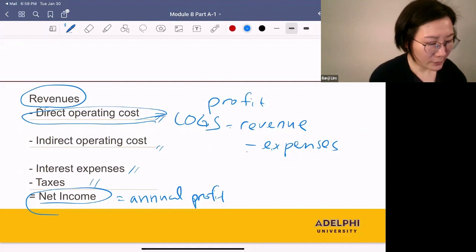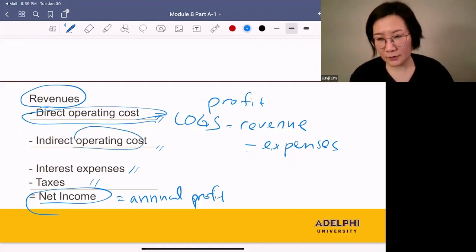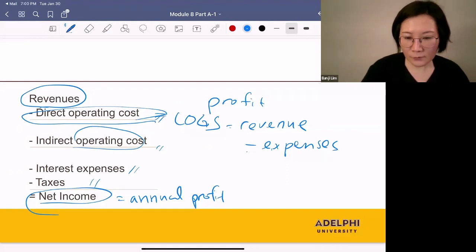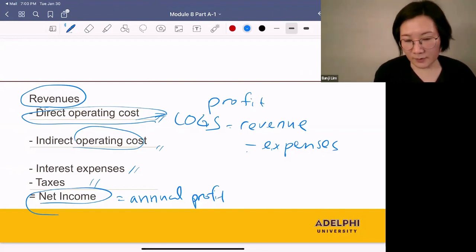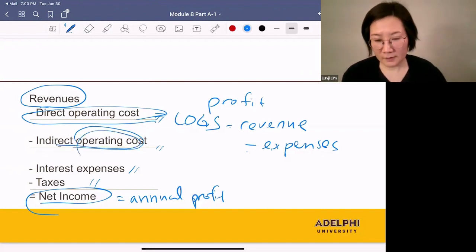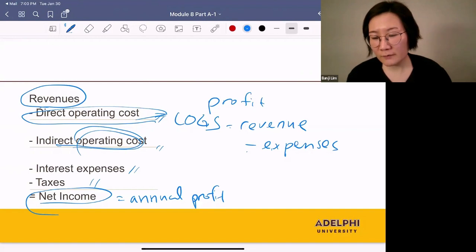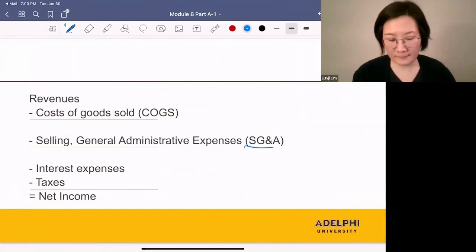And indirect operating costs are the ones that are not directly related to the production of the products. For example, let's say you rented a sales office. The rent for the sales office is not related to the production of our products, so it's an indirect cost. So in this income statement, we call this indirect cost selling general administrative expenses. In short, this is called SG&A.